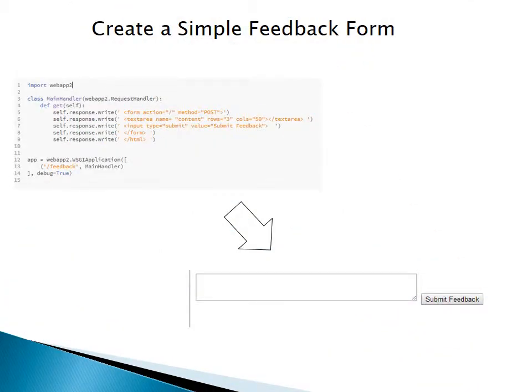I am now creating a simple feedback form. To be able to do this, I have used a def get self method in the request handler. This is so that the page displays a form. The code is then run and viewed in the browser. There is then a box available for users to enter comments and press the submit feedback button.